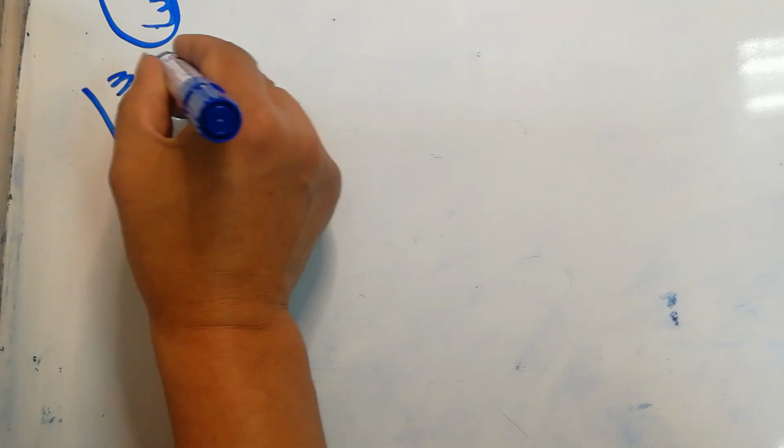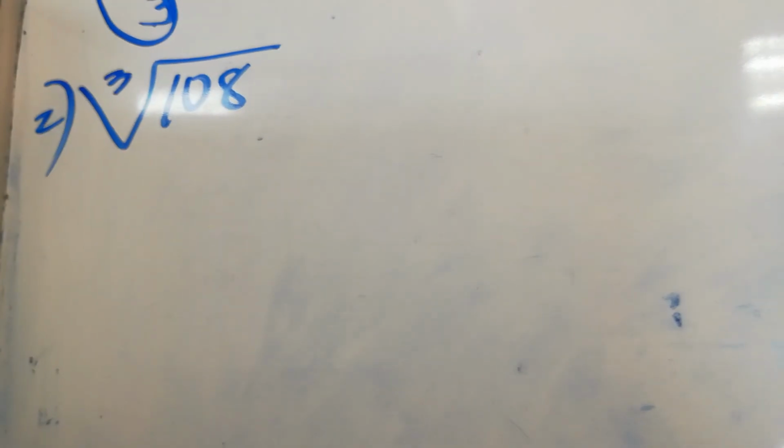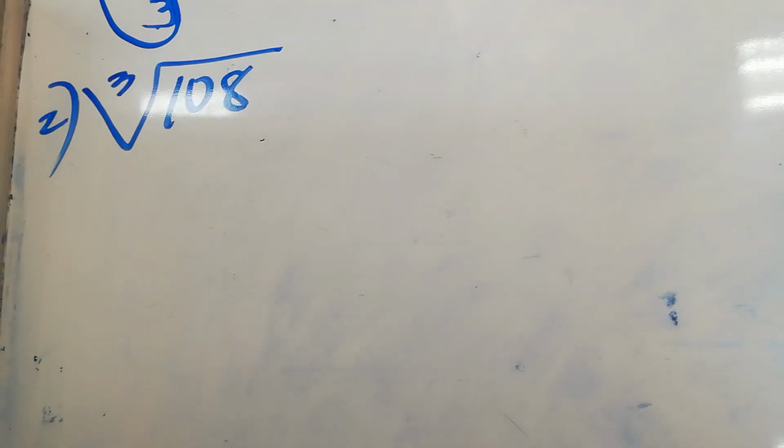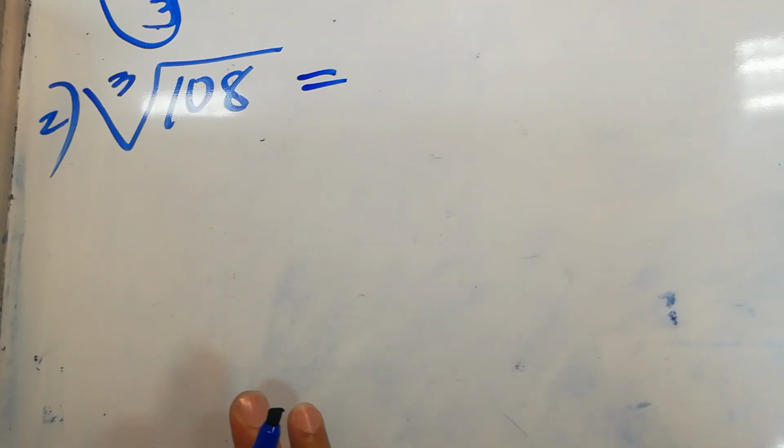Now, how about if the index is 3? Let's see, cube root of 108. So, example number 2: cube root of 108. Since the index is 3, identify the greatest perfect cube factor of 108. Let's identify it using the decomposition method again.